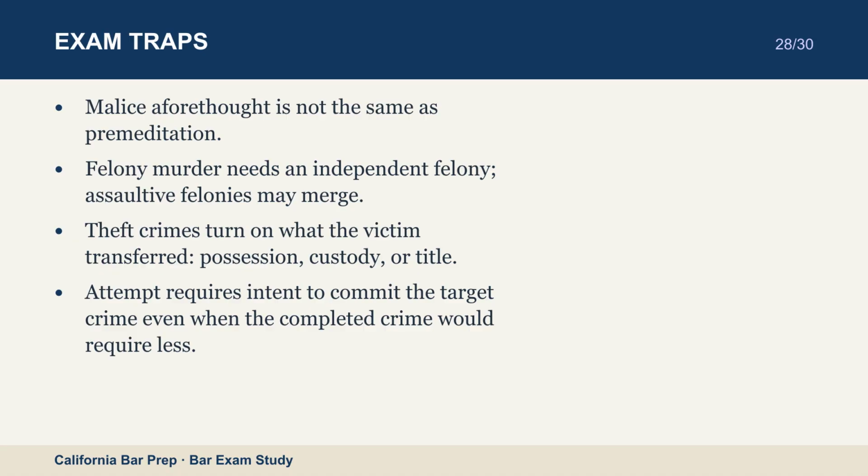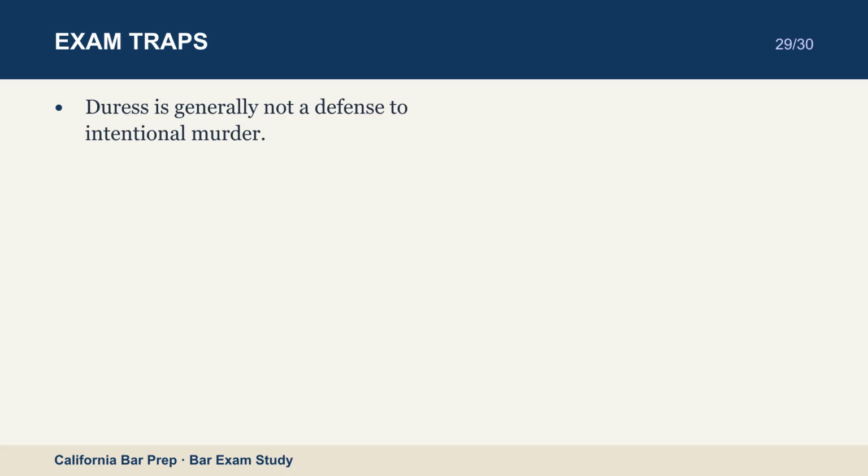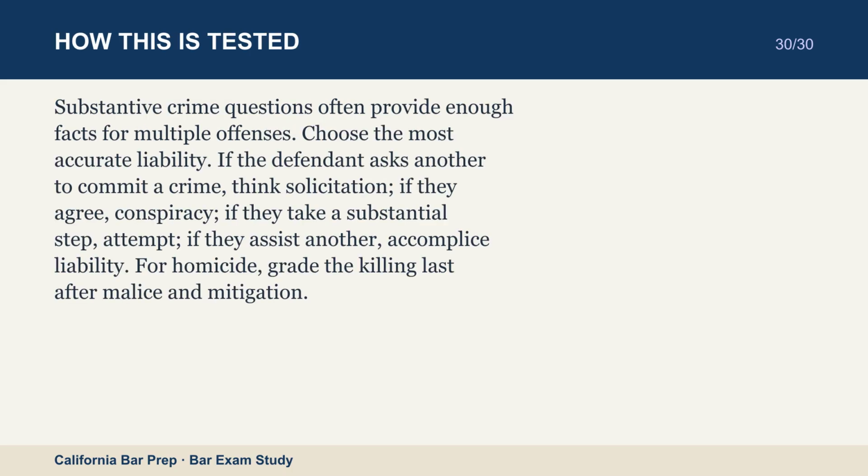Attempt requires intent to commit the target crime even when the completed crime would require less. Duress is generally not a defense to intentional murder. Substantive crime questions often provide enough facts for multiple offenses. Choose the most accurate liability. If the defendant asks another to commit a crime, think solicitation. If they agree, conspiracy. If they take a substantial step, attempt. If they assist another, accomplice liability. For homicide, grade the killing last after malice and mitigation.